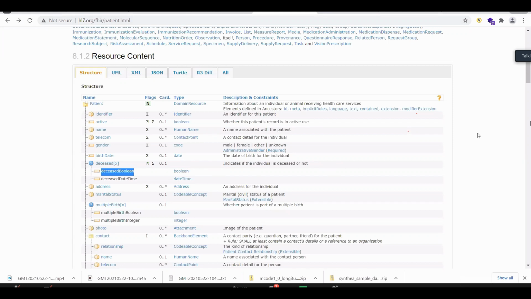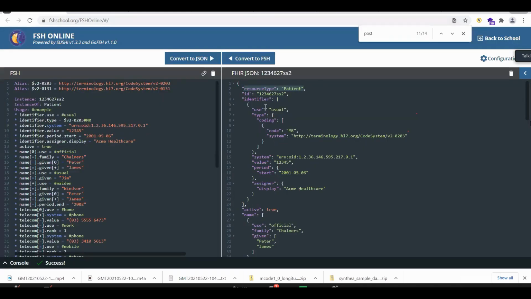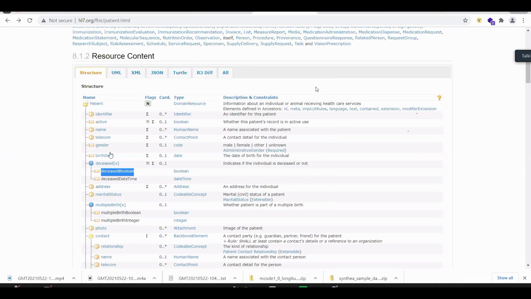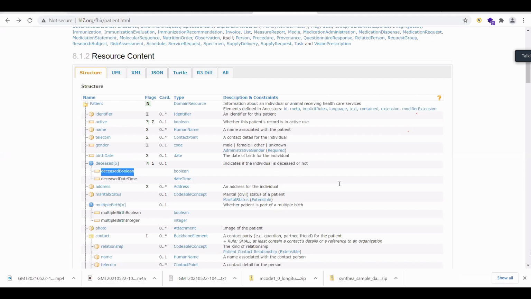This bar is coming on. All right, so if you see here, the identifier is 0 to star, repeating. There is an identifier and it is a repeating one, right? And then if you see birth date and gender, all those things are actually listed here. So you list it.